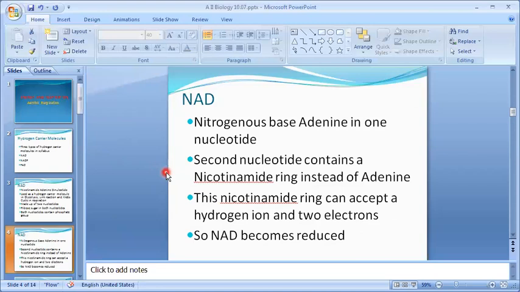Whenever we say that NAD becomes reduced, it accepts one hydrogen ion and two electrons, and then it becomes reduced. And where is the place where NAD is going to accept the hydrogen ion and two electrons? It's the place on the nicotinamide ring, right? So after the nicotinamide ring accepts the hydrogen ion and two electrons, the NAD becomes reduced.